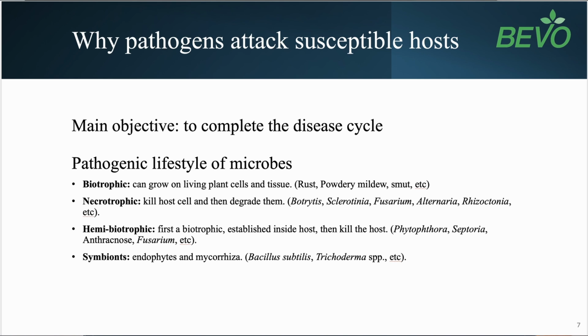Hemibiotrophs can live with 2 different lifestyles. They can first be a biotroph and then, once established, they try to kill the host. Examples are Phytophthora, Anthracnose, and Fusarium in this case. And then we have another category, which is not pathogenic, the symbionts, namely the endophytes and mycorrhiza. Examples in this case are Bacillus subtilis or Trichoderma.